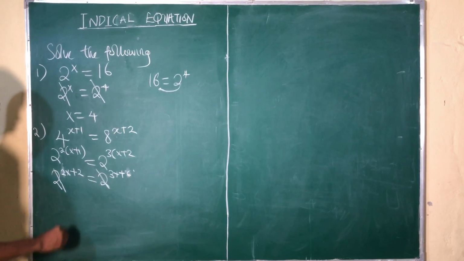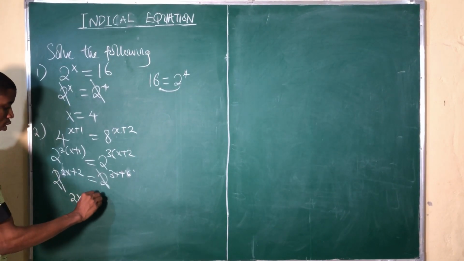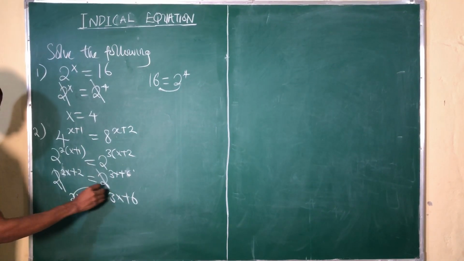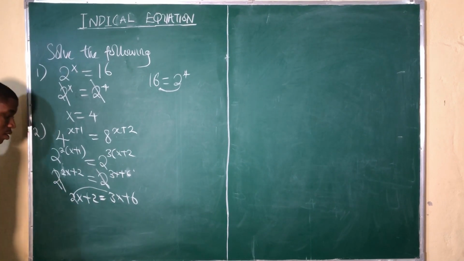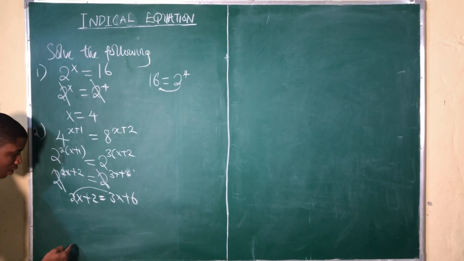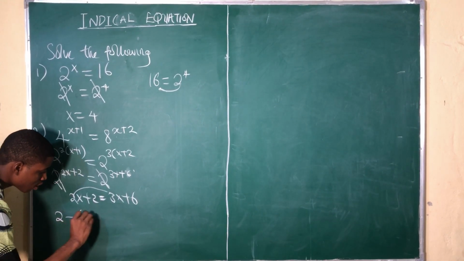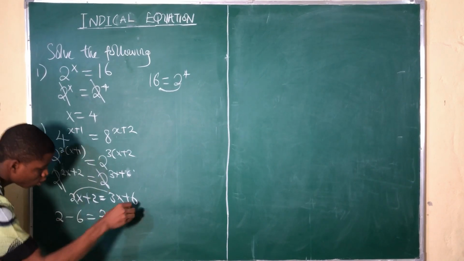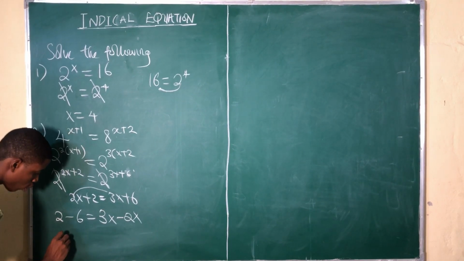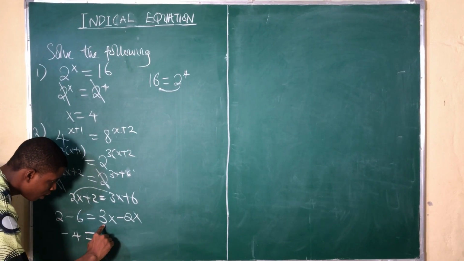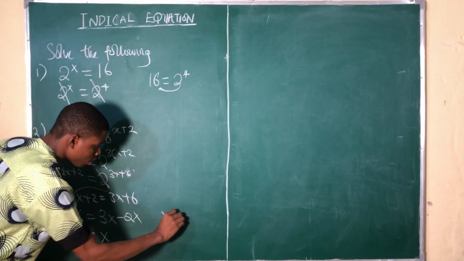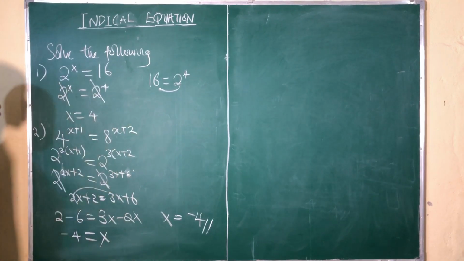You now have a linear equation. So you have 2x plus 2 is equal to 3x plus 6. Of course, the concept is to move this to the other side and bring the 6 to the other side. So it becomes 2 minus 6 is equal to 3x, bring this to the other side, minus 2x. So 2 minus 6 is negative 4, and 3 minus 2 is 1, which becomes x. So therefore, we rewrite this and say that x is equal to negative 4. That's the concept.